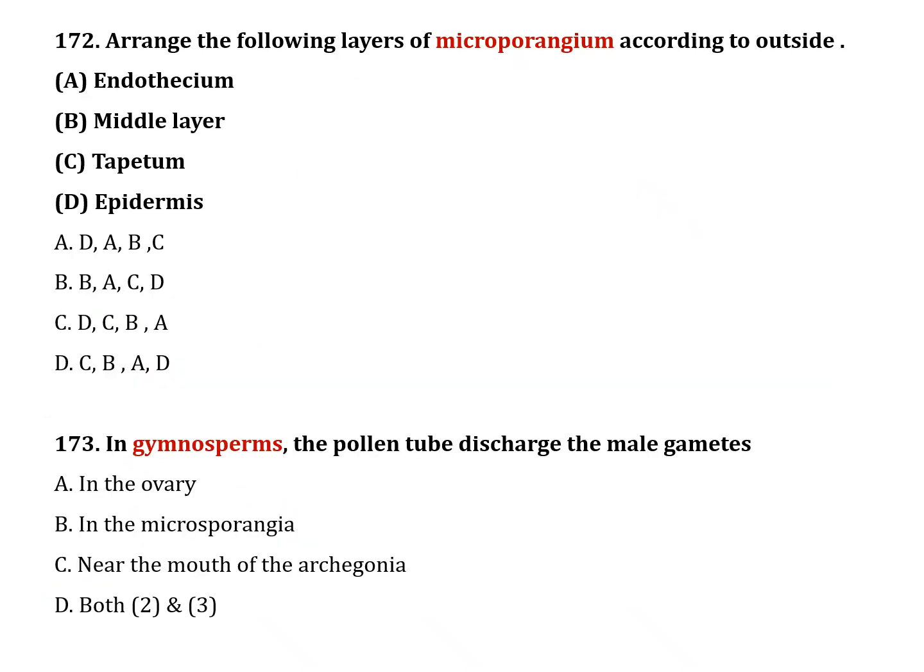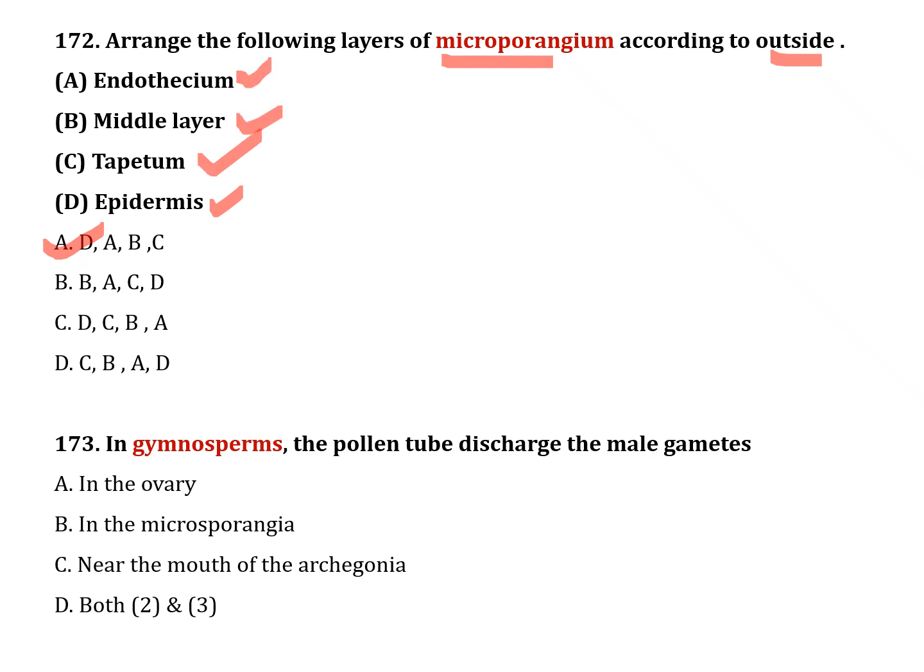The next question, number 172. Arrange the following layers of microsporangium from outside. A, endothecium, B, middle layer, C, tapetum, D, epidermis. Option A, DABC, option B, BACD, option C, DCBA, option D, CBAD. Correct answer is option A, DABC. That is first epidermis, then endothecium, then middle layer, then tapetum.